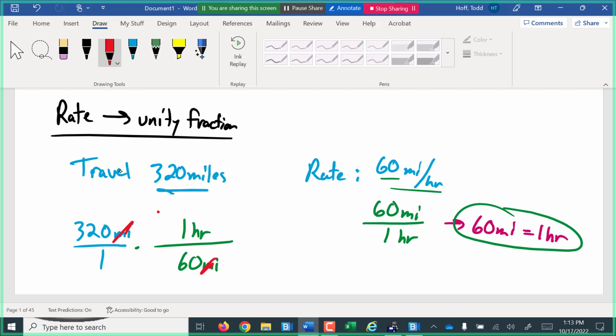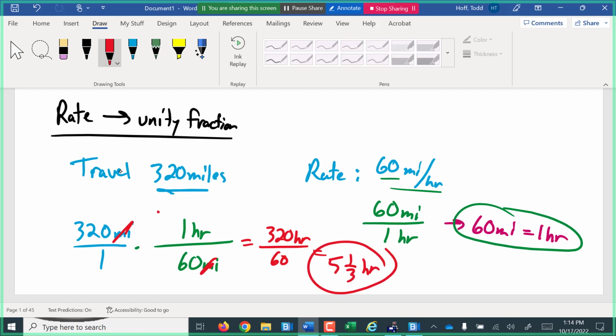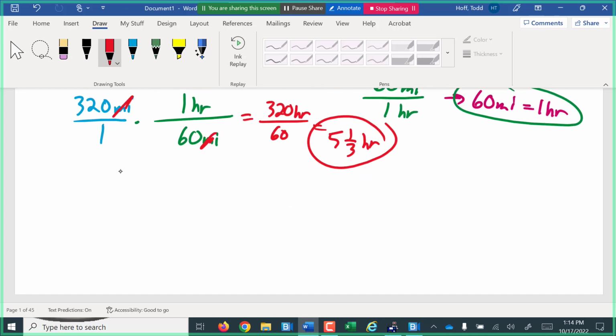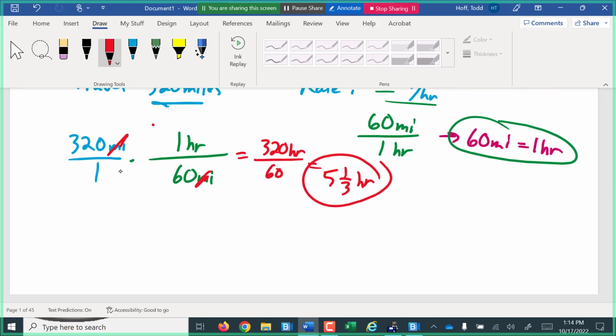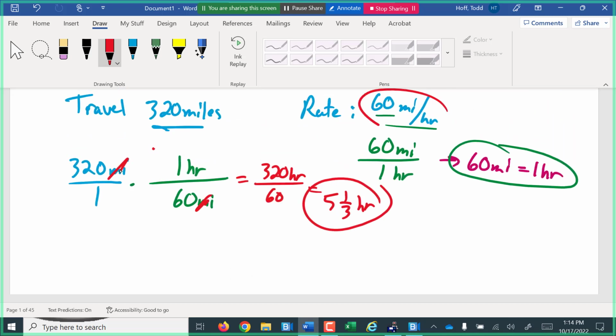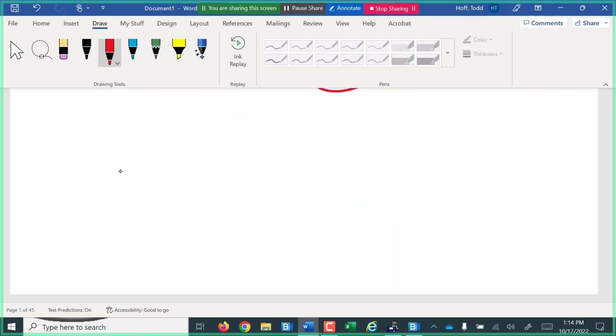The miles would cancel out. On top, I have 320 times 1 hour. That's 320 hours. On bottom, 1 times 60 is 60. And if I divide that out, I get 5 1/3 hours, or 5.33333 hours. This idea of dimensional analysis in a unity fraction is incredibly powerful, because here it allowed us to take that rate of 60 miles per hour and use it basically as a conversion factor to do our calculation. So even though we may not have known the formula required to do that calculation, we could use the units in the dimensional analysis to do it.